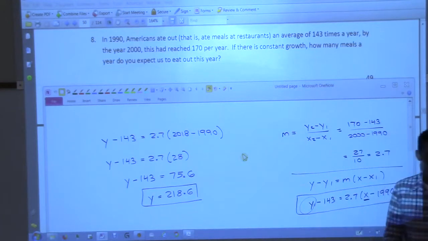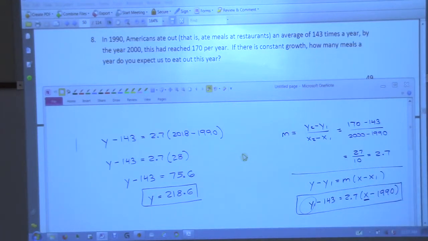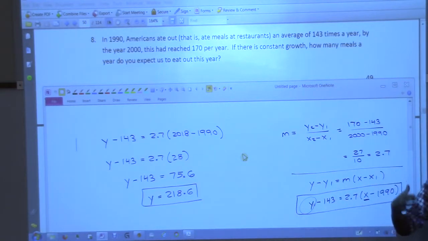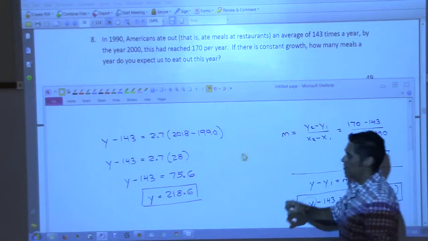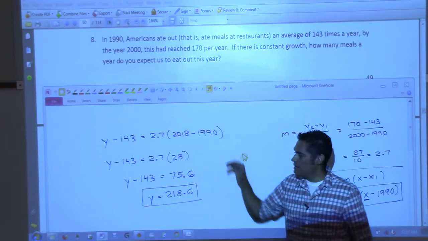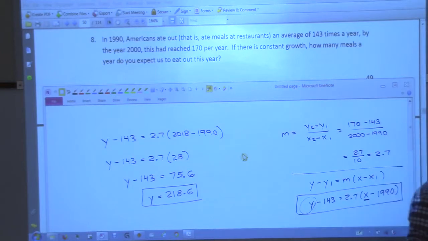So make sure you understand that. That is saying that if we were to believe that this trend is continuing to occur, that is, as the years go by, Americans are eating out more frequently, then we should expect, using those two data points from 1990 and 2000, that in 2018, families are eating out 218 times a year. I don't know about that.